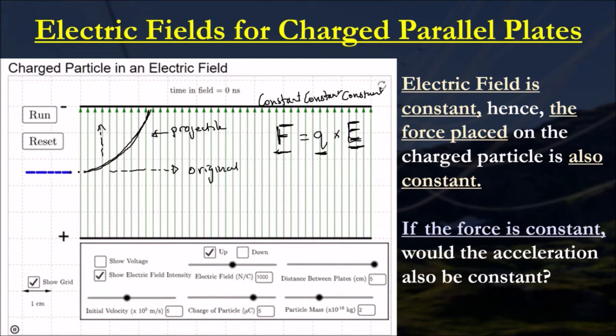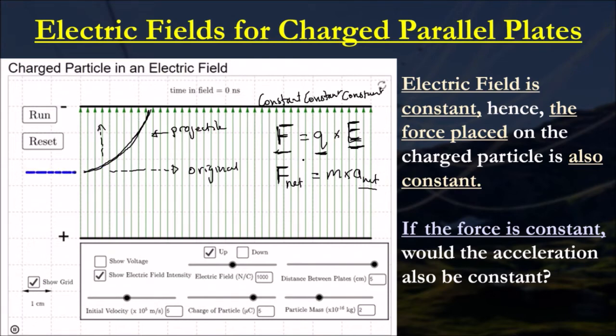Okay, so now we know that there is a directional change. If there is a directional change, that means there must be some kind of acceleration, which can also be applied because there is a force being applied to it. The acceleration will also be constant because the force that's being applied on it is constant, and also the mass of the particle doesn't change.